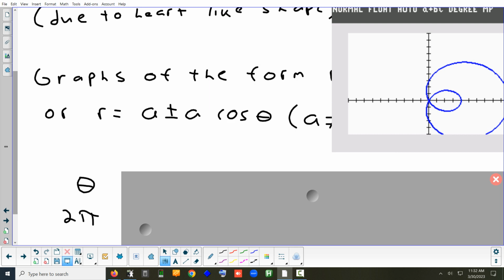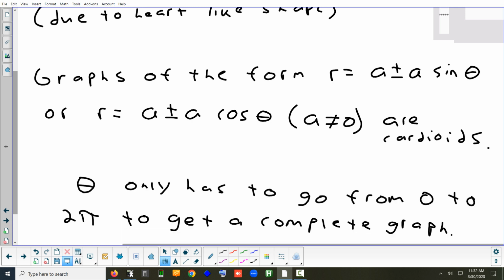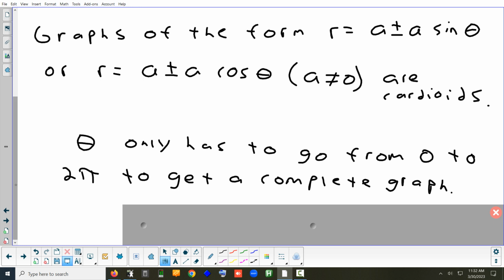And if we had kept the two numbers the same instead of changing them, you would have seen a cardioid as well. What about tangent? We don't really graph anything with tangent. You could try it and see what happens. But remember, the problem with tangent is you have undefined values, so something weird's going to happen. It's probably going to break or go off the screen. Remember, you only have to go from 0 to 2 pi to get a full picture.